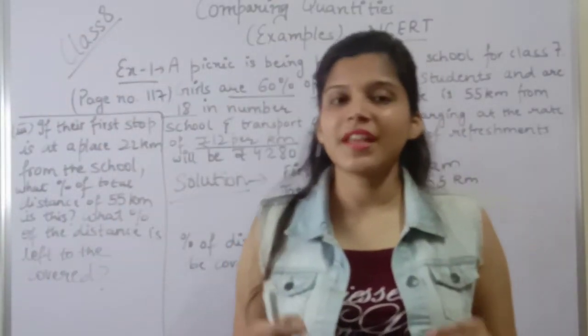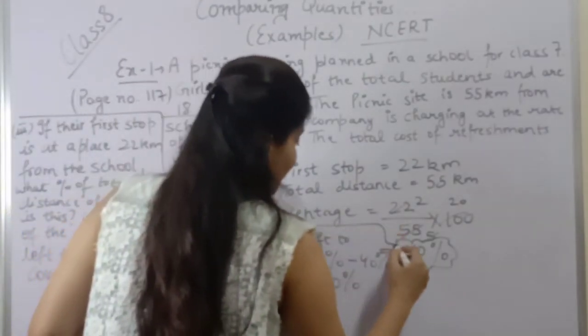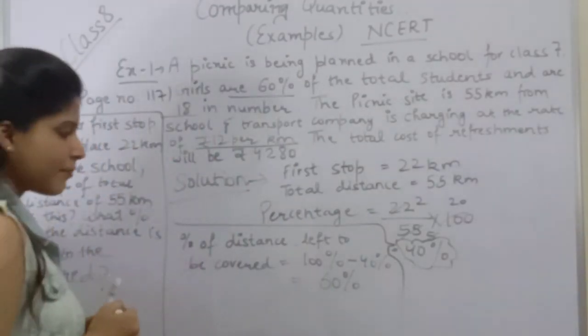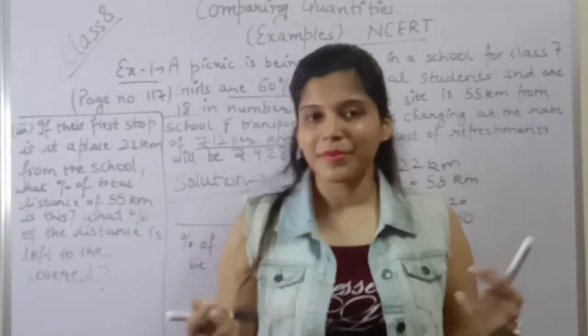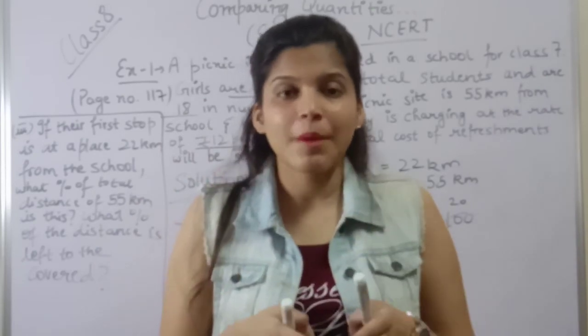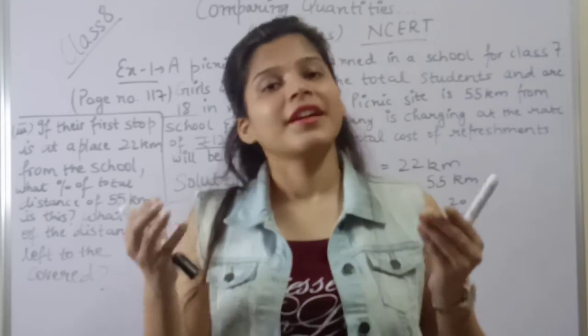Now 40% is of the total distance. Now how much is left? Now they have covered 40%, so how much is left? 100 minus 40 which is 60%. So 60% of the distance is still left to be covered. From the place where they stopped, 60% of the distance still remains for them.